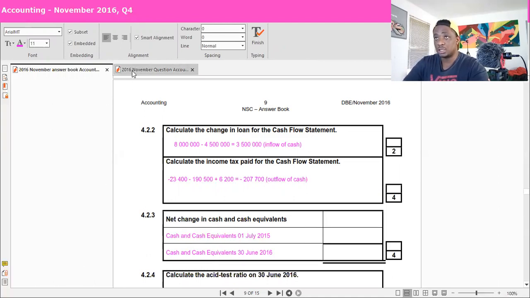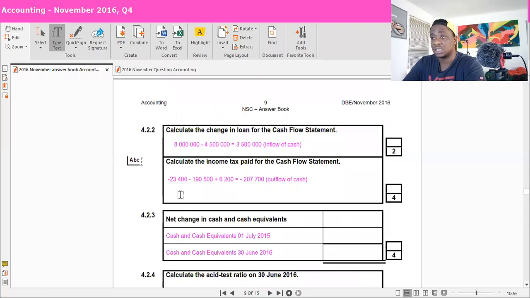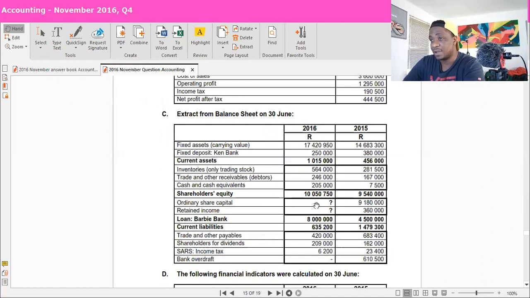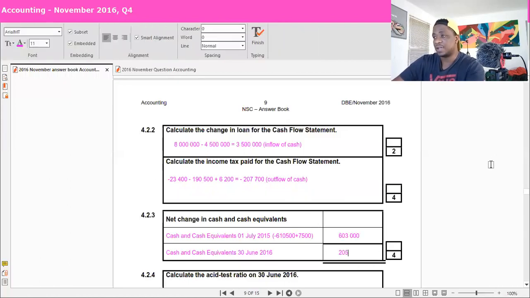And then let's go and check out how we can calculate this. At the beginning of the year, we had cash and cash equivalents of 7,500, but we also had a bank overdraft. So this would be 7,500 minus 610,500 to get the cash equivalents at the beginning of the year. Obviously we had a negative amount, so we would have negative 610,500, plus 7,500 for the cash and cash equivalents at the beginning of the year, and we would have a total of negative 603,000. And then the cash and cash equivalents at the end of the year: we can see here that we have 205,000, and we have nothing on the bank overdraft, so we know that at the end of the year we have 205,000. That is a straight given.